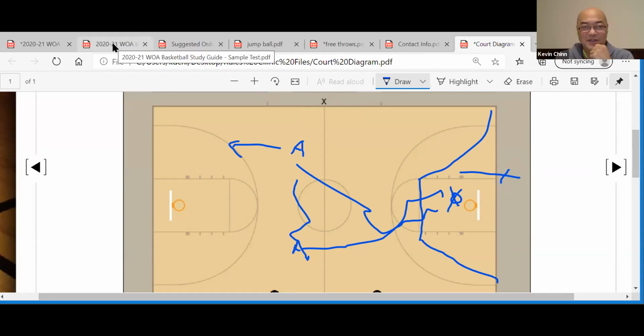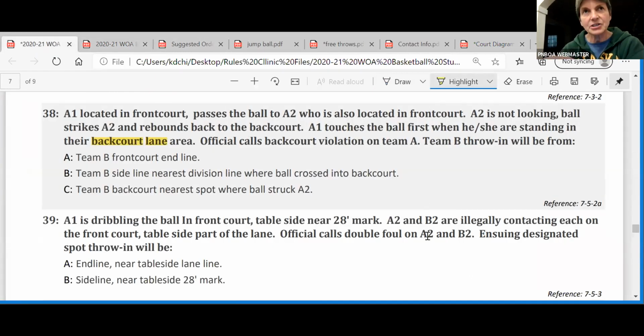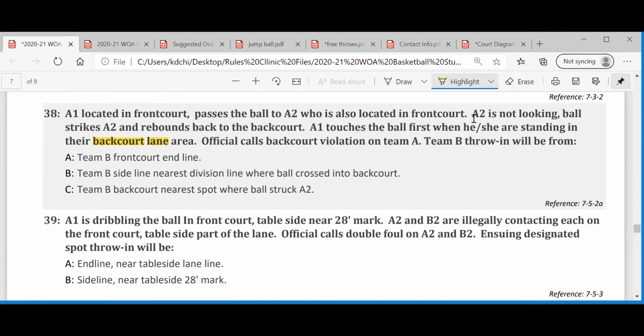I know this one's not an easy one to understand either. But just remember, it has to be touched for the violation to happen. And so wherever it's touched, that's where the ball comes in. A lot of coaches don't even know that rule. So now you know. That was 38. Okay, Oren? So which one was it? A? A, yeah.